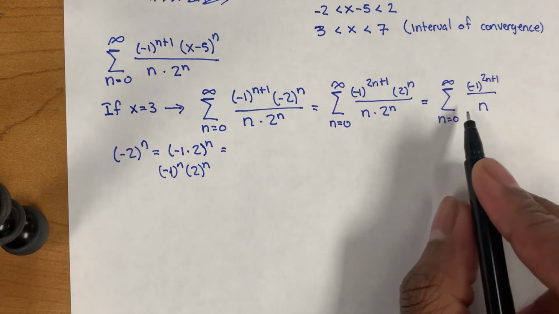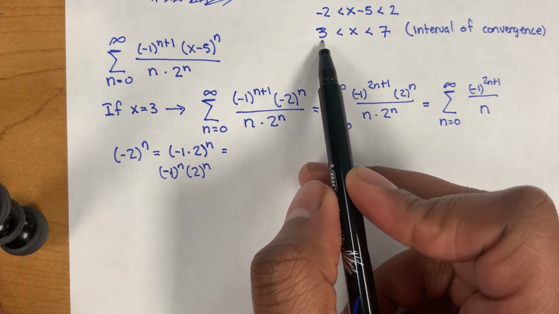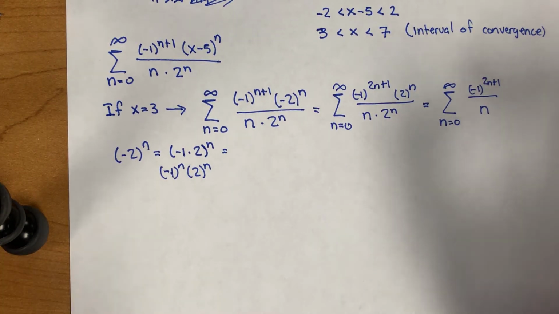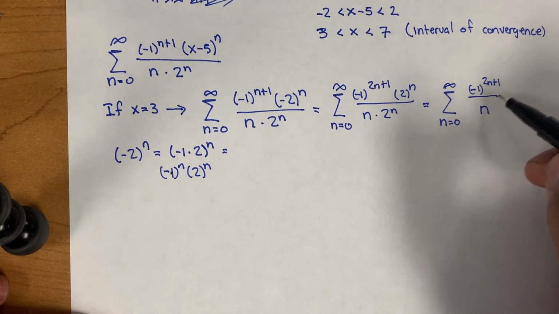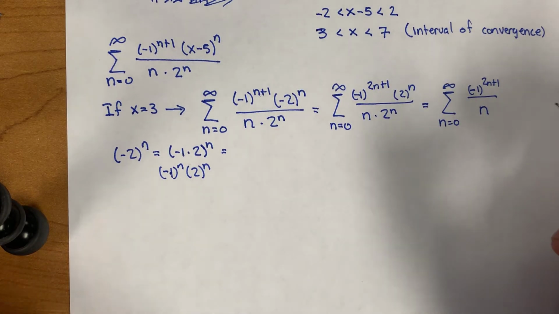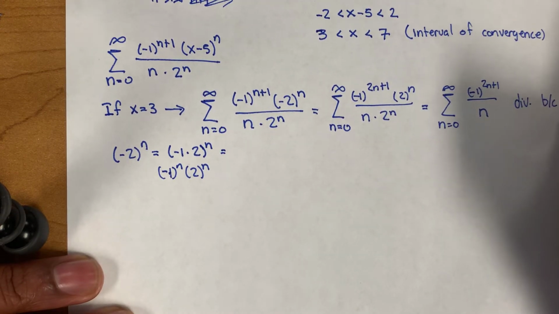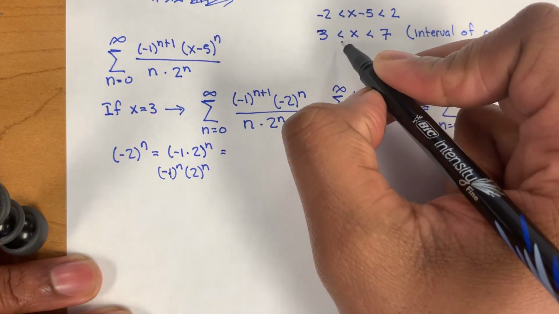But does this series converge or diverge? If it converges, we include 3 as part of the answer. If it diverges, we do not. So just based on the p series, this is equivalent to just 1 over n, which we know diverges because p equals 1. So we're going to put divergent because p equals 1. So we don't include the 3.